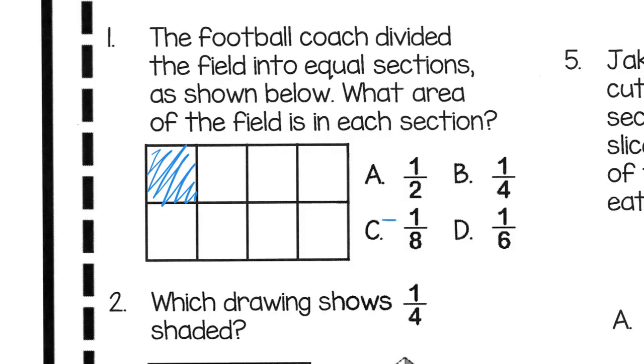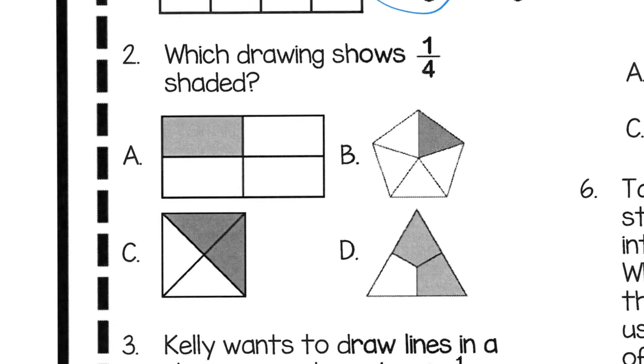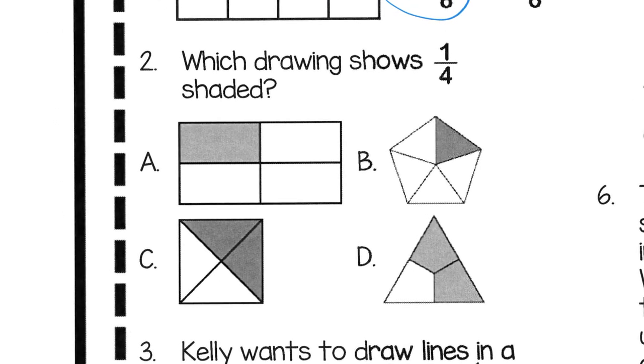Well, the top number needs to be a 1 because I only have one piece that we're looking at. But how many sections did the coach divide it into? Well, if I look, 1, 2, 3, 4, 5, 6, 7, 8. So the bottom number needs to be an 8. So 1/8 is how the coach divided the field. I'm going to let you do number 2.